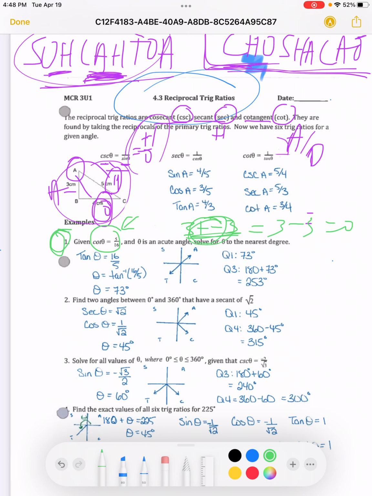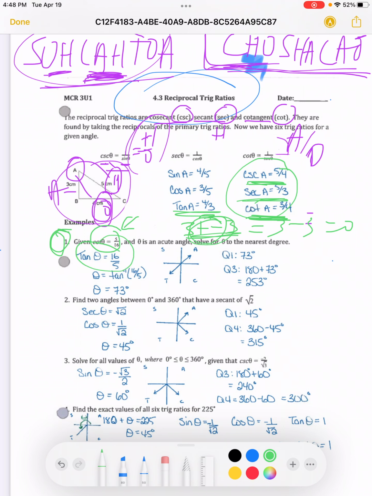Cotangent is 5 over 16, so tangent is 16 over 5. You just flip it, and then you answer the question. The other thing I wanted to say is that these numbers can now be bigger than 1. So cosecant and secant can be bigger than 1, and tangent and cotangent also can. Then you just throw this in a calculator and find it.